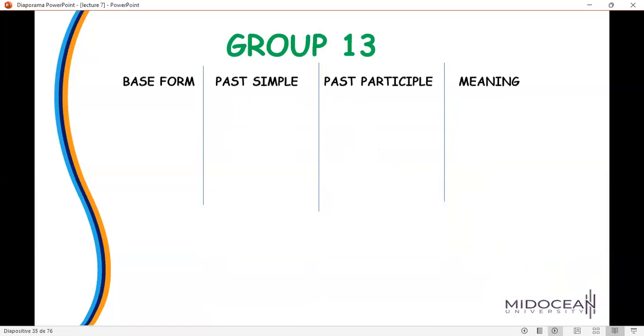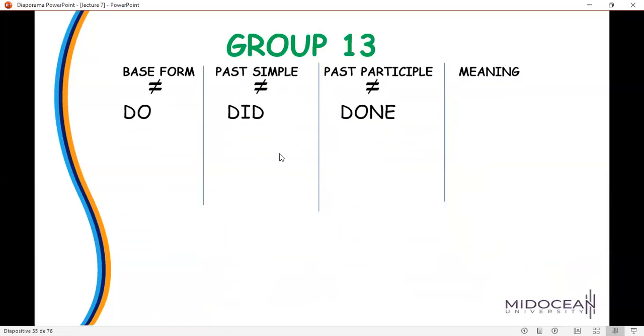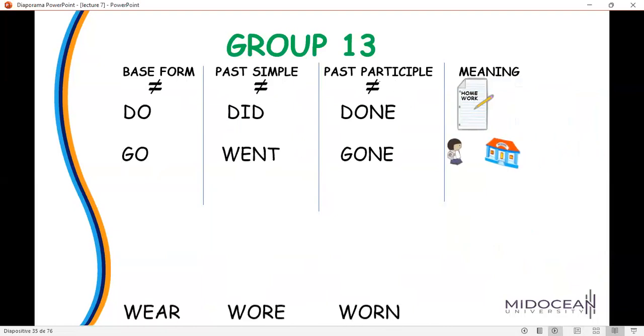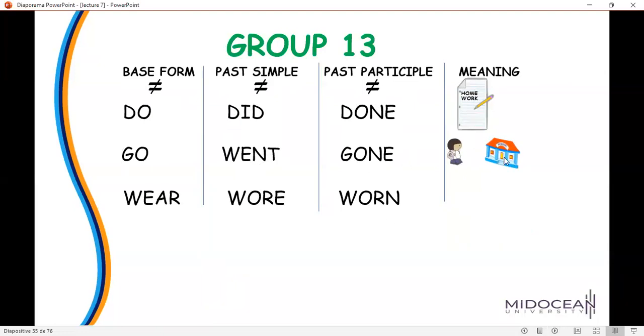Next, group 13 here. So, simple past did and past participle done. I did my homework, for example, c'est-à-dire faire. Go, ici go, c'est le verbe aller. Okay, simple past went, and the past participle is gone, okay? Example, I went to school, okay? Wear, so simple past wore, past participle worn. Porter, c'est le verbe porter, okay?